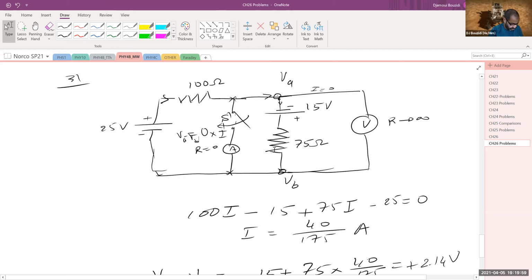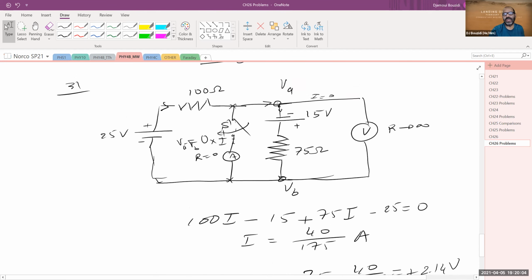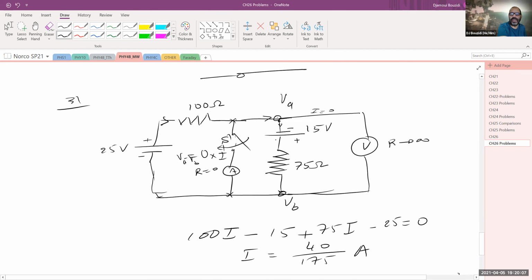And now we know, but we want to find the reading of the ammeter. For that, we have to take two things into account. We have a current that is being pushed in this way, and we have another current that is pushed this way by the other battery. And these two are clearly not in the same direction. So this is I through 100, and this is the I through 75. Okay? So the I through 75 will go from VA, which is zero, rise by 15, and drop by 75 times I.